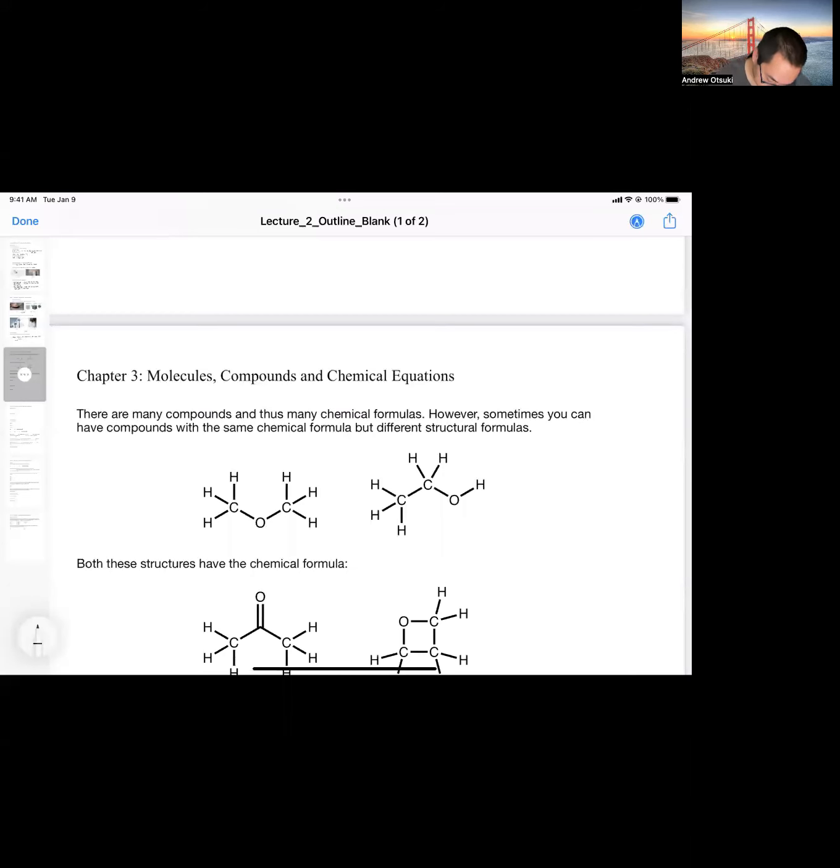So this chemical formula right here is C2H6O, whereas this one is also C2H6O. So you see they have the same chemical formulas, but different structural formulas. So different structures. So they'll have the same chemical formulas, but different structural formulas.